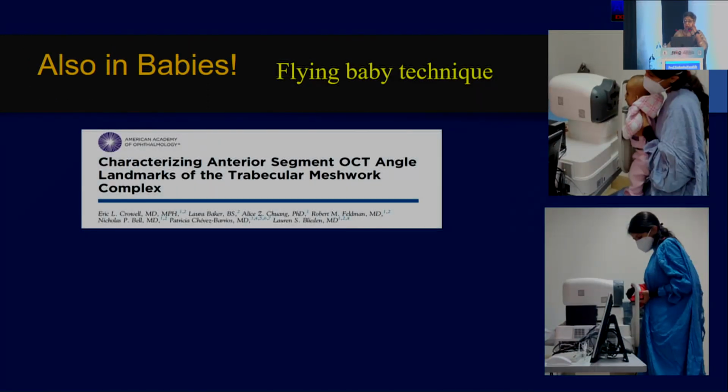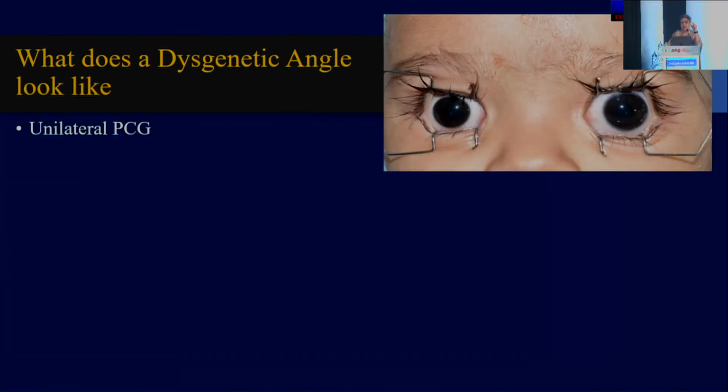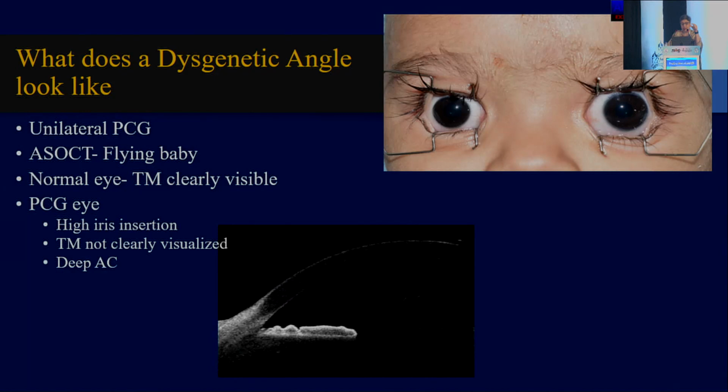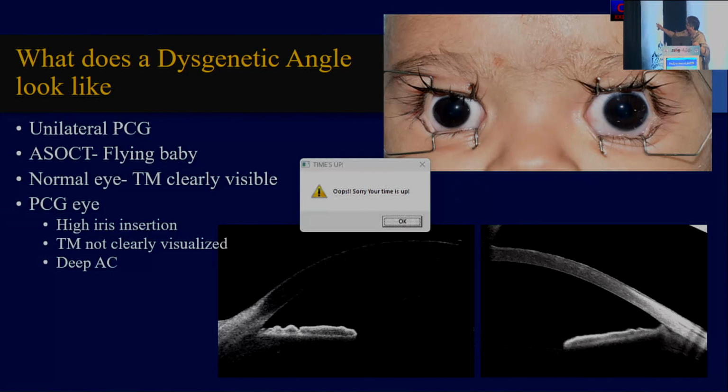I can't not talk of babies, so we have characterized the anterior segment using what we call a flying baby. You can actually characterize the angle, and we've learned, can I take 10 seconds more? Yeah, okay. So we've learned that in a normal angle, this is what the trabecular meshwork could look like. This is unilateral PCG. That's the right eye. And look at what a dysgenetic angle looks like. There's no clear trabecular meshwork visible.